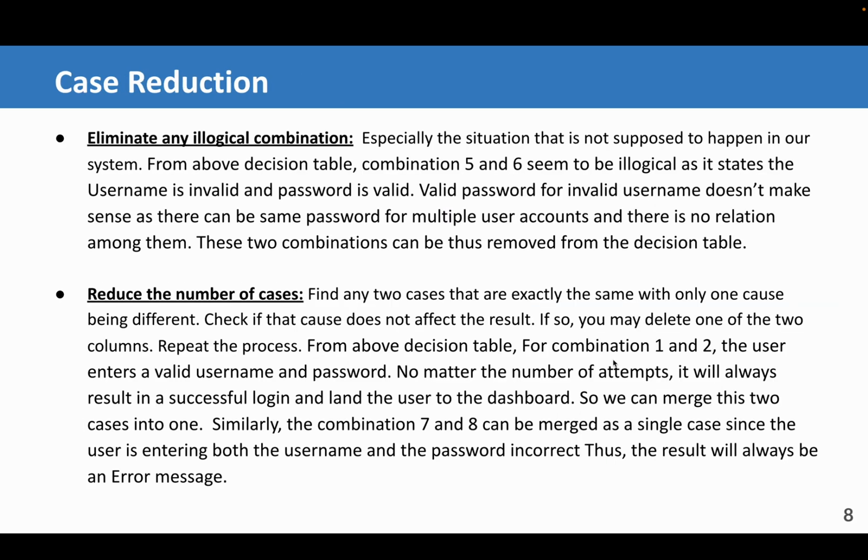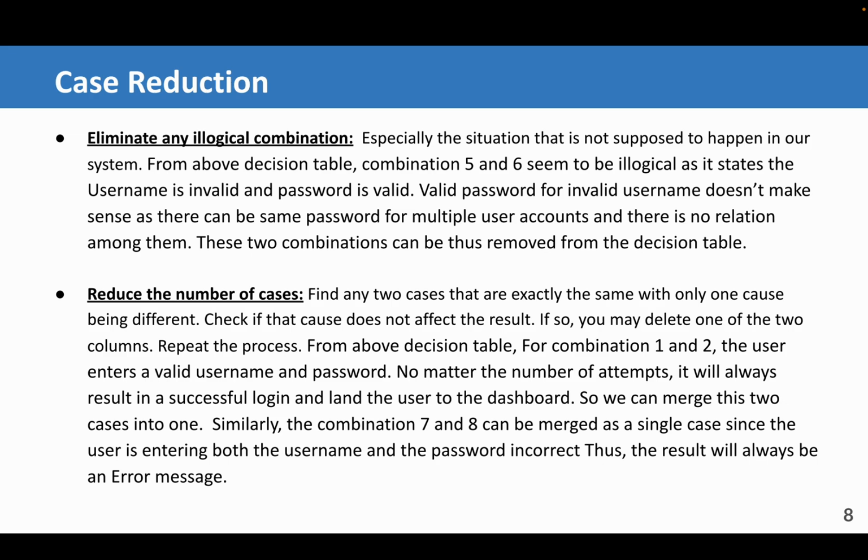To repeat again, elimination and reduction are different things. For elimination, for illogical combinations like combinations 5 and 6, we are not going to test them, because that is not going to happen. In the case reduction phase, like in 1 and 2 and 7 and 8, we are going to test one of them. No matter which we choose, it should be enough. From 1 and 2 we can pick either 1 or 2, and from 7 and 8 we can pick 7 or 8.